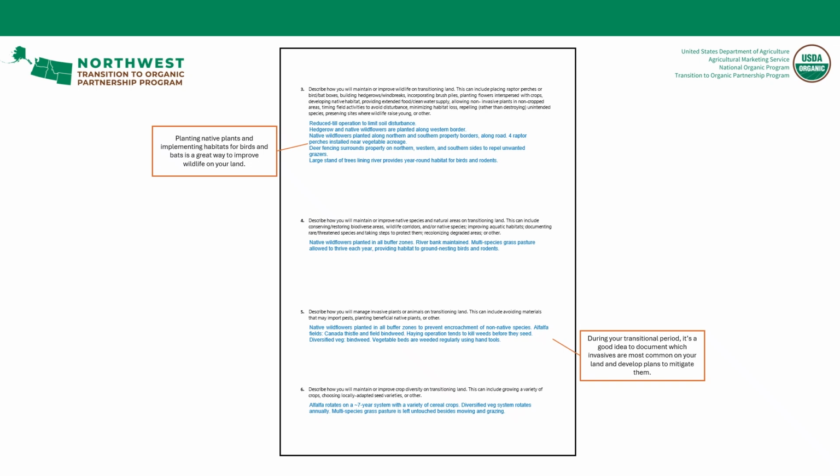This can look like limiting tillage for soil-dwelling creatures, planting hedgerows or flower zones to provide increased habitats, repelling rather than destroying unintended species, and maintaining habitats that may already exist, such as trees and meadows. Number 4 asks about native species. Does your operation prioritize the conservation of native species?